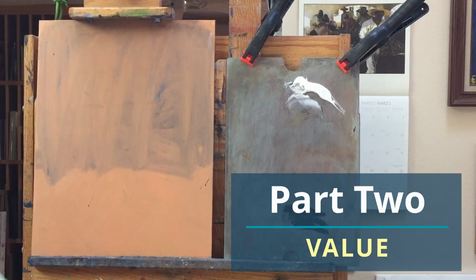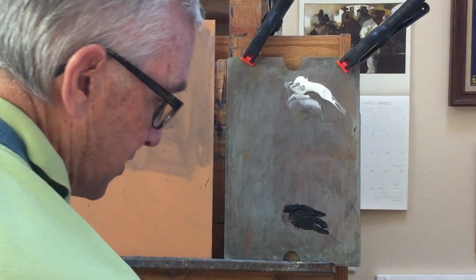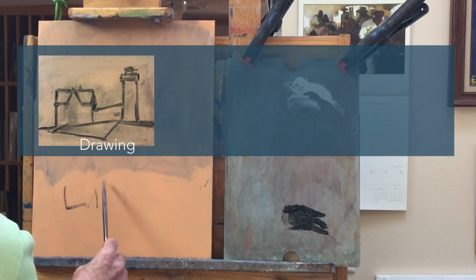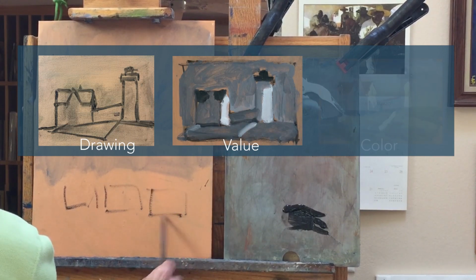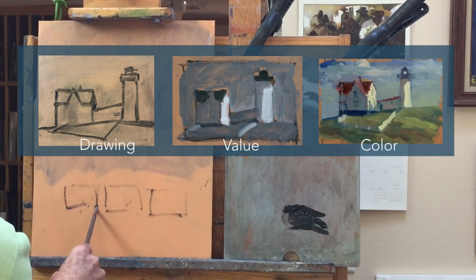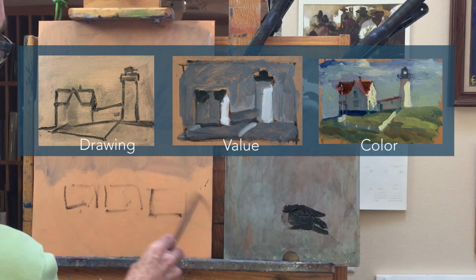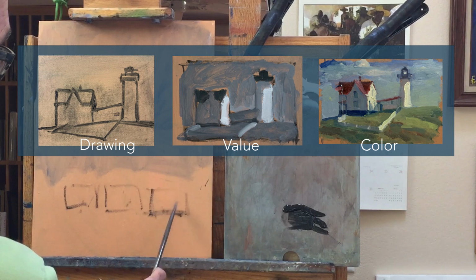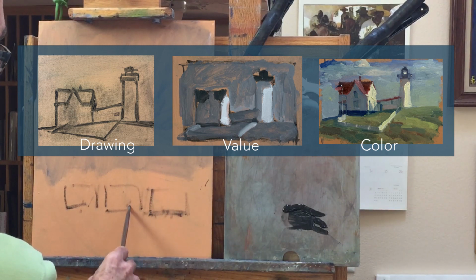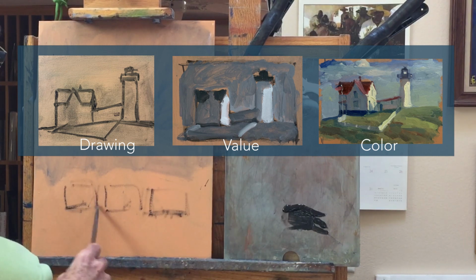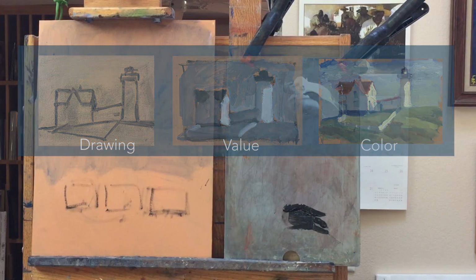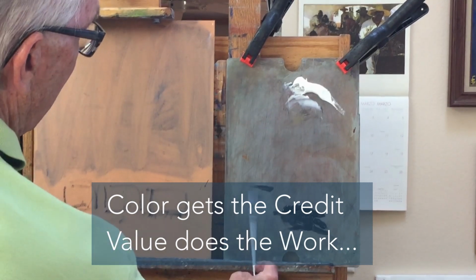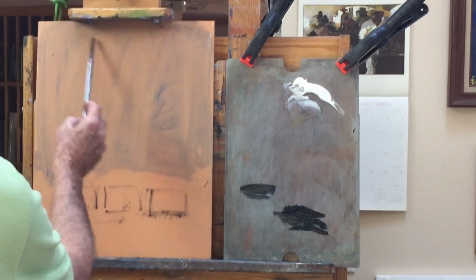Okay, part two, value, or the relationship of lights to darks. If you think of the stages of painting being drawing, and then value, and then color, these two are probably the most important, because what happens is you'll get into color and you'll start having issues with it, or at least I do, and it's generally not a color issue, it's going to be value, it's going to be a drawing issue, it's going to be one of these two. These are the most important. There's this great expression about color getting the credit, but value actually does the work.